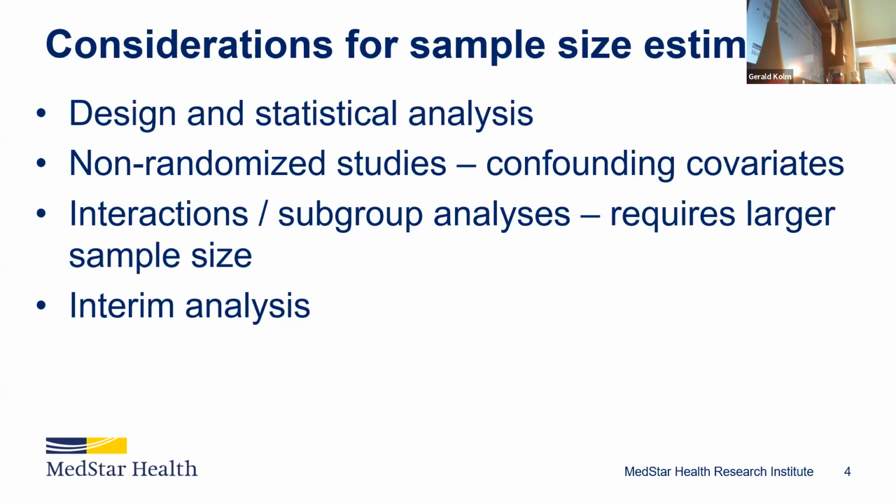And then the concept of interim analyses. So in randomized trials, often the investigators want to take a look at the results before the study is finished. We refer to these as interim analyses, and this affects both the sample size as well as the alpha error rate and the beta error rate.